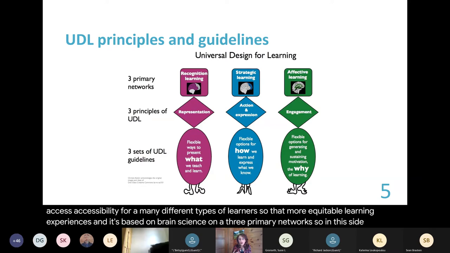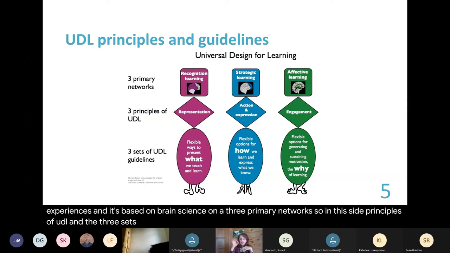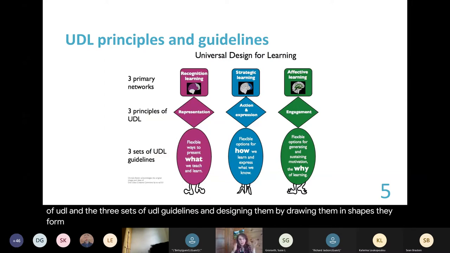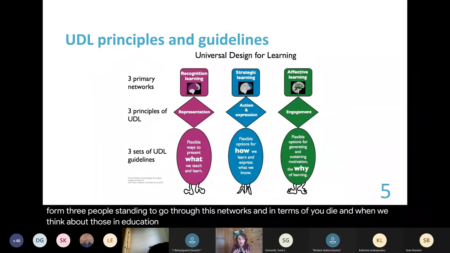So in this slide, for those who can't see the slide, I have a visual aid which turns the three primary networks, the three principles of UDL, and the three sets of UDL guidelines, by drawing them in shapes, into three people standing. So I'm going to go through this quickly. The three primary networks are the recognition learning, the strategic learning, and the affective learning. And in terms of UDL, although there is neurodiversity, we all have these networks, and the principles that we can derive from these are representation, action and expression, and engagement.